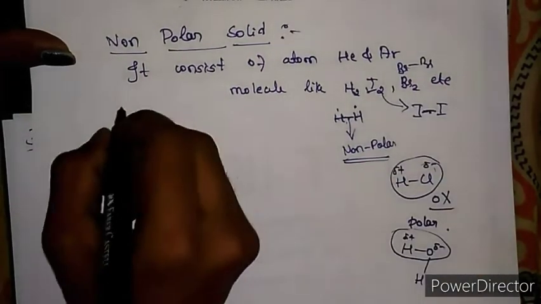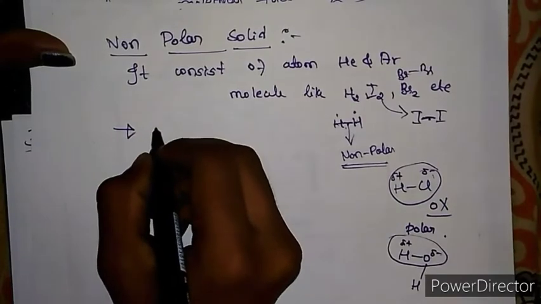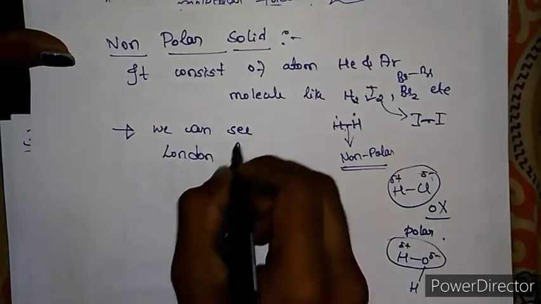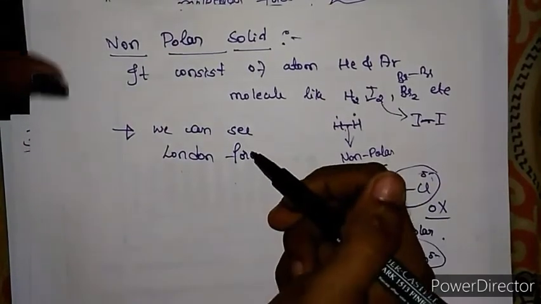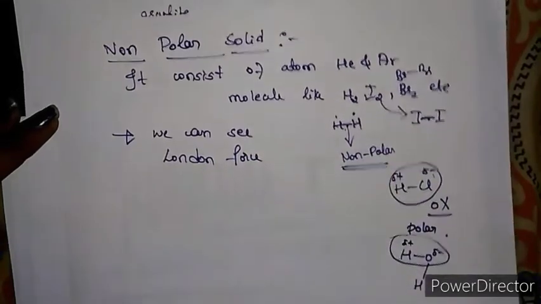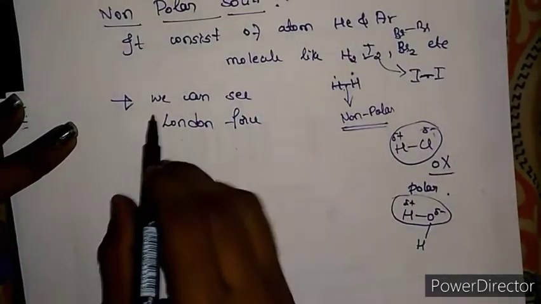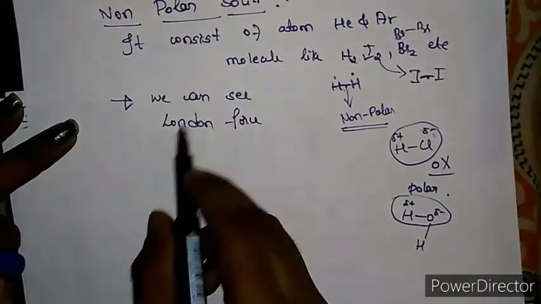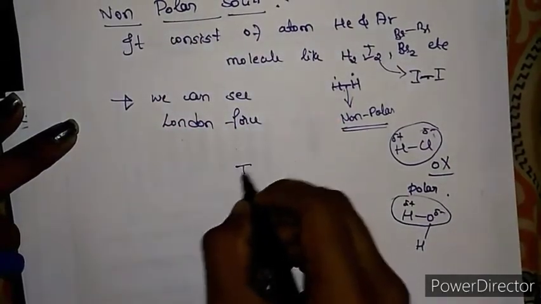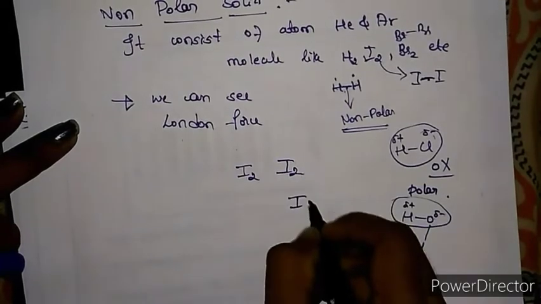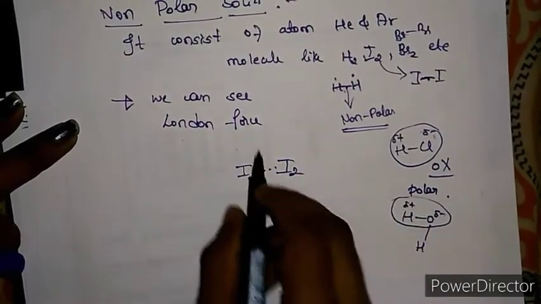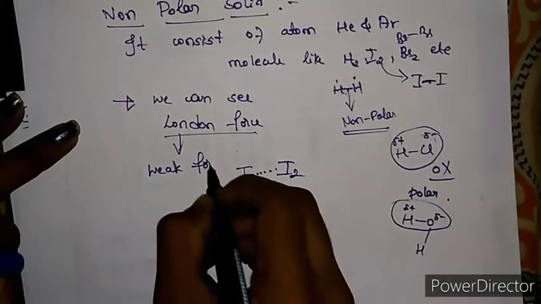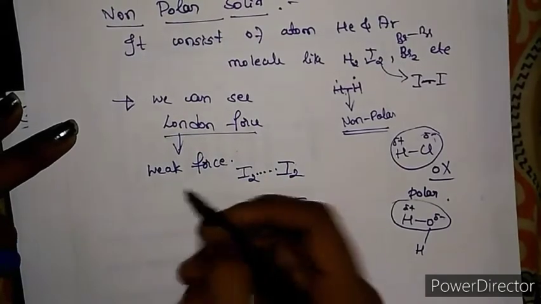Here we can see London force. As I already mentioned, there are three possible interactions: London force, dipole-dipole interaction, and hydrogen bonding. In the case of a nonpolar solid, you can see London force. That means if you have I2 and I2 like this, there will be an interaction, and that interaction is a London force. This is a weak force of attraction between the molecules.